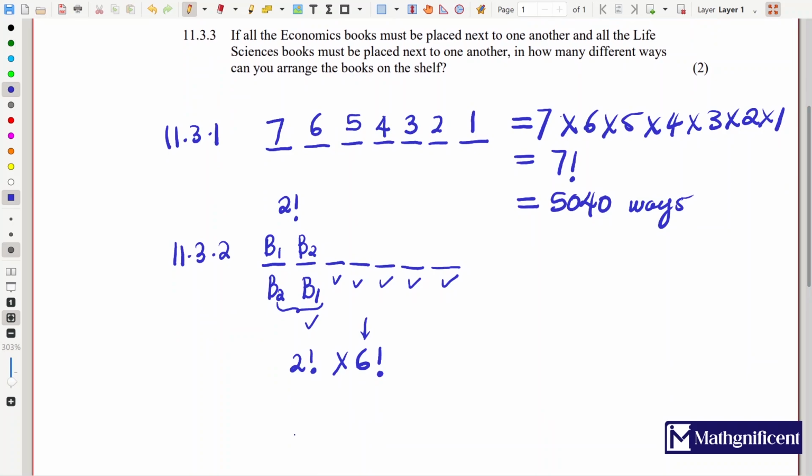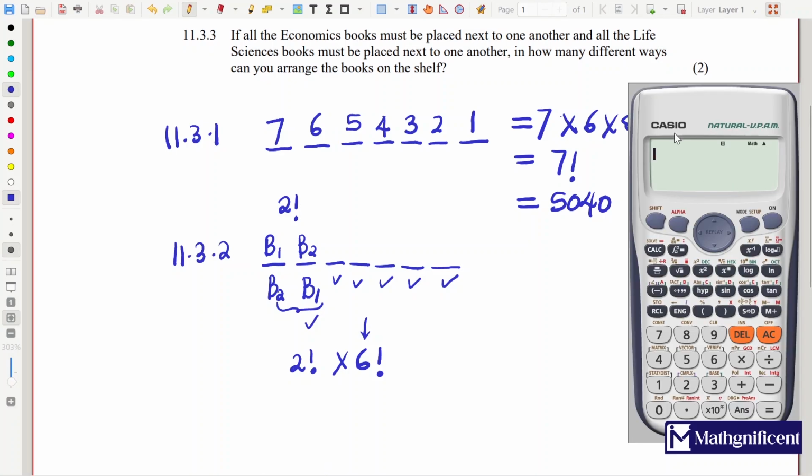Then when we put this into our calculator, what are we going to get? Put this into your calculator. Now we are going to find that this is 2 factorial multiplied by 6 factorial. So this is going to be 1440, right? So that's your answer there.